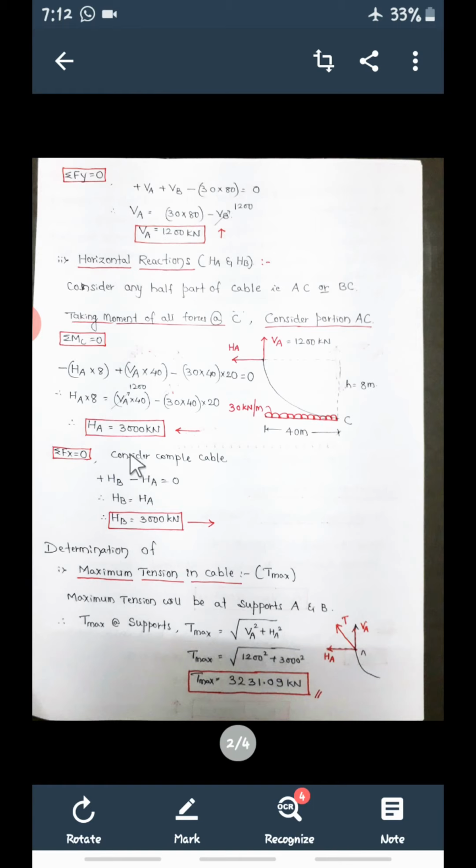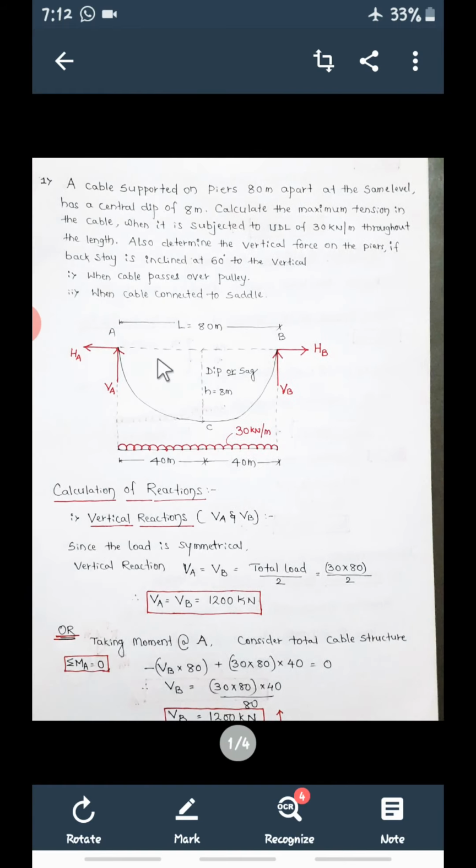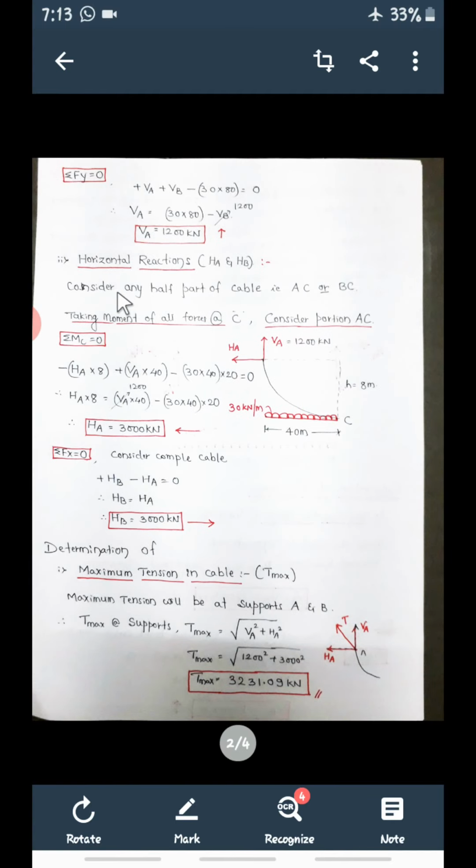Now horizontal reactions, that is HA and HB. So these two are the same, HA is equal to HB. Now see here, consider any one half part of the cable, not the complete cable. When you are finding the horizontal reaction, take a half portion of the cable.